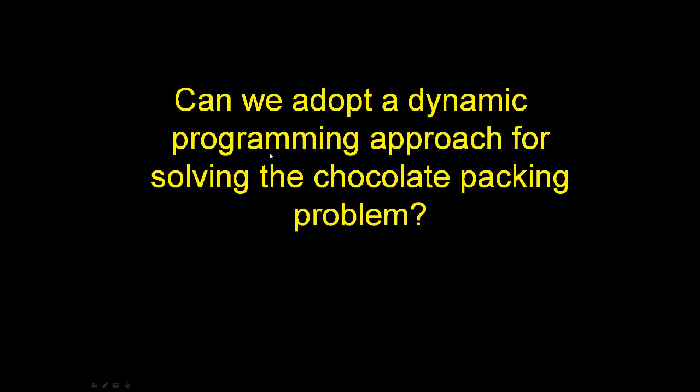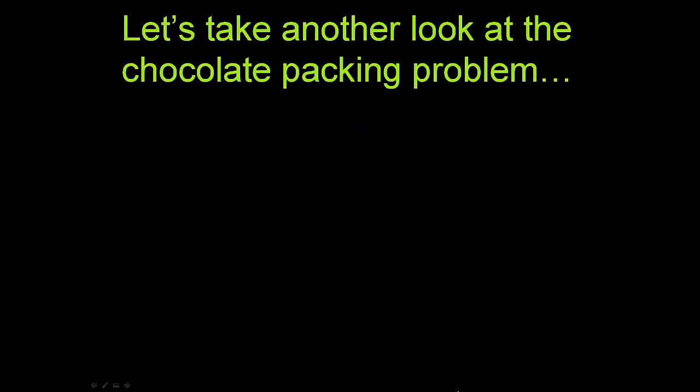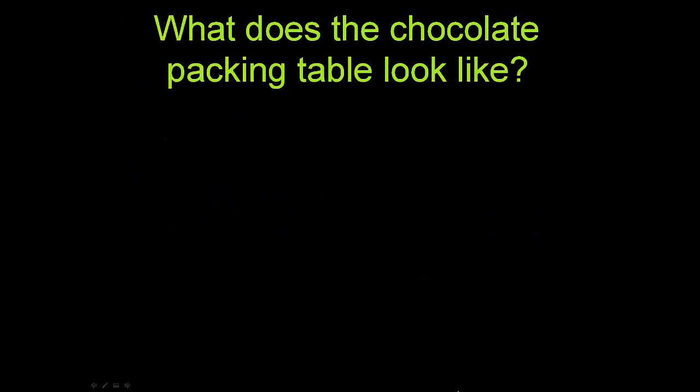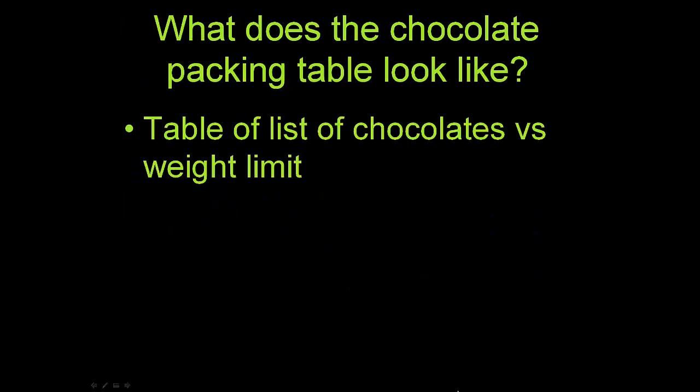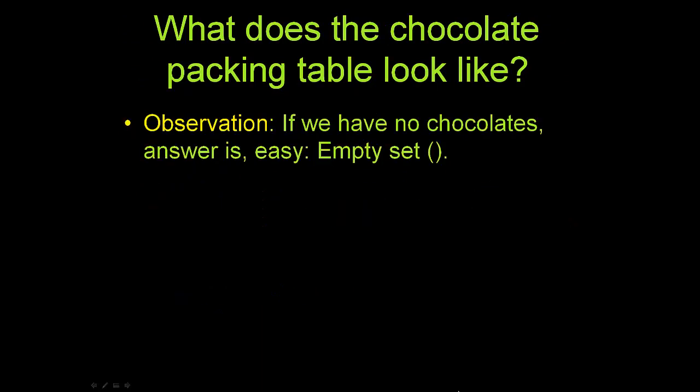The next question is, can we adopt the same approach to solve the chocolate packing problem? The answer must be, of course, yes. How? We take a look at the chocolate packing problem again. Essentially, the key idea of dynamic programming is to fill up some kind of table. So the question here is, what does the table look like? First is a table of list of chocolates versus a weight limit, and each table entry is the optimal choice for a given list and weight limit.